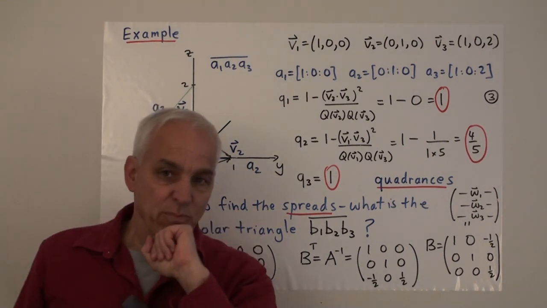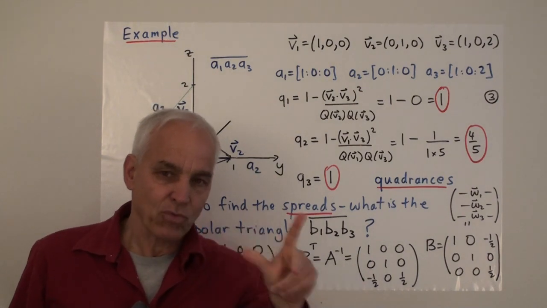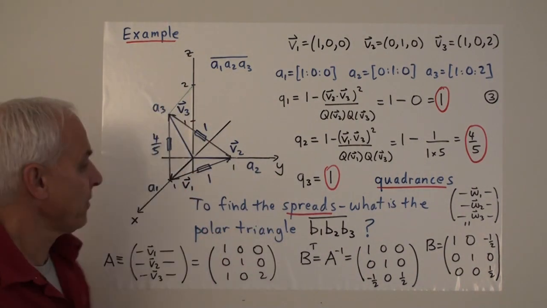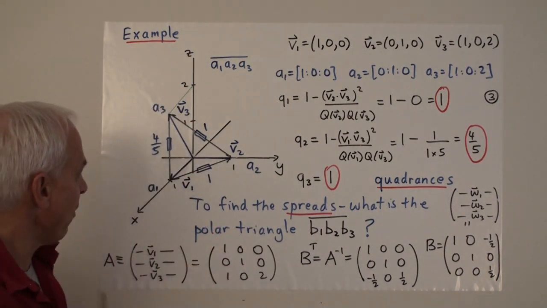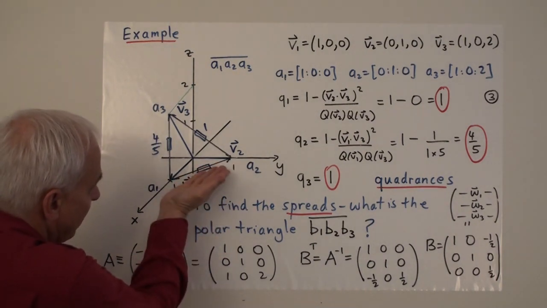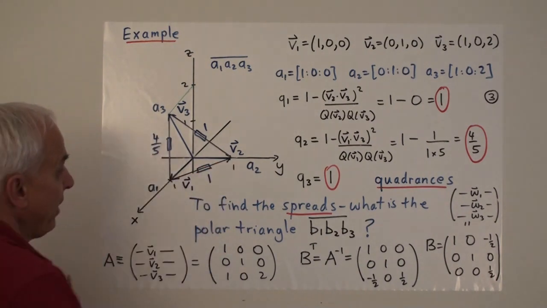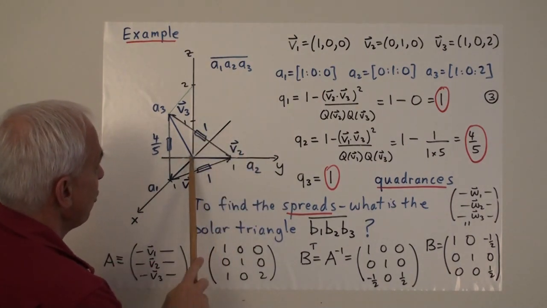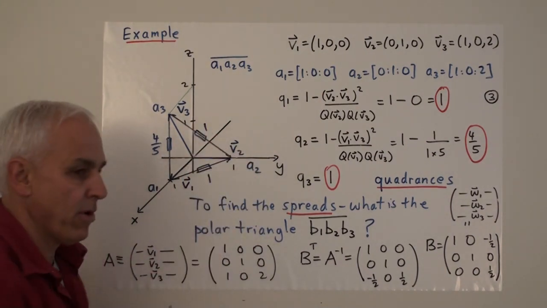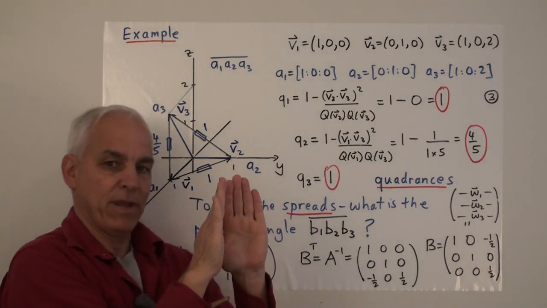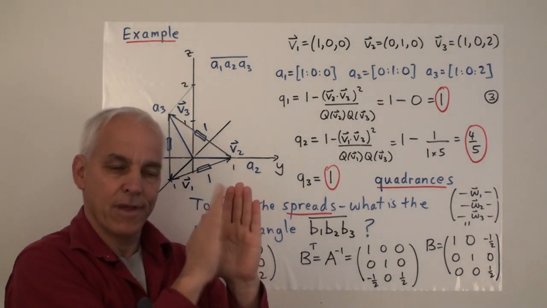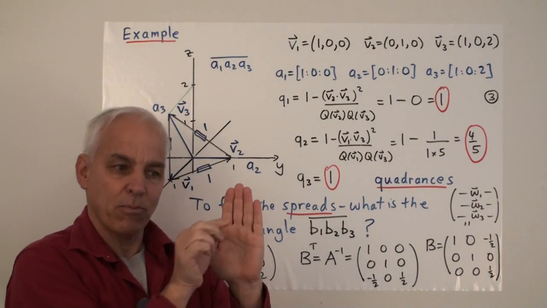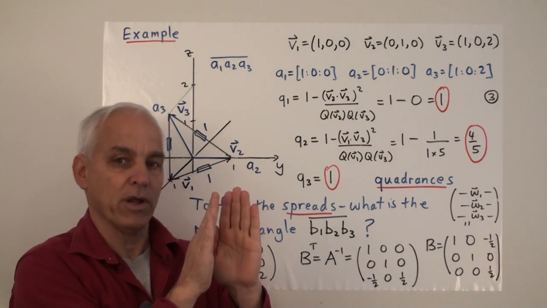Okay, how do we find the spreads formed by these three lines to the origin? So in other words, there's three planes involved. There's the XY plane, there's the XZ plane, and there's this plane spanned by this vector V2 and V3. We want to know those three planes. How far apart are they? What's the projective quadrance between them? That's what we're calling a spread.